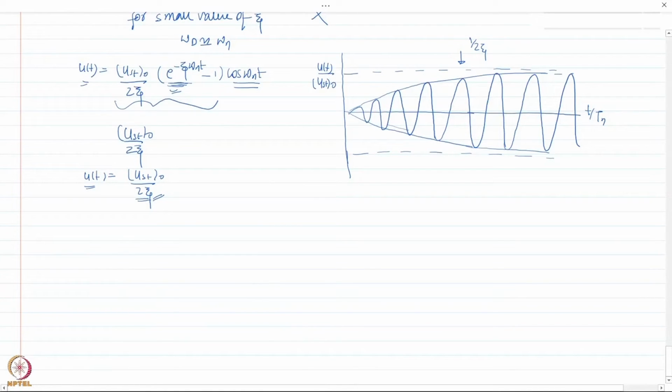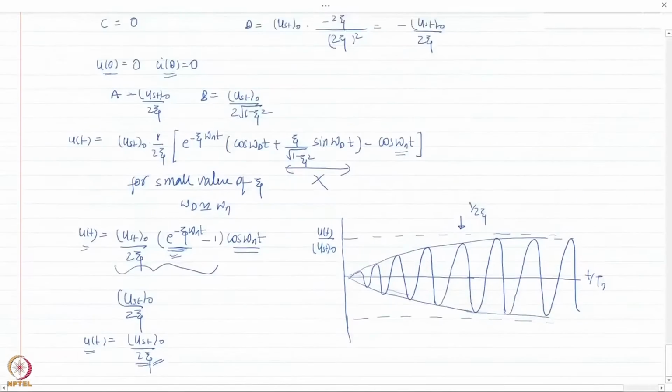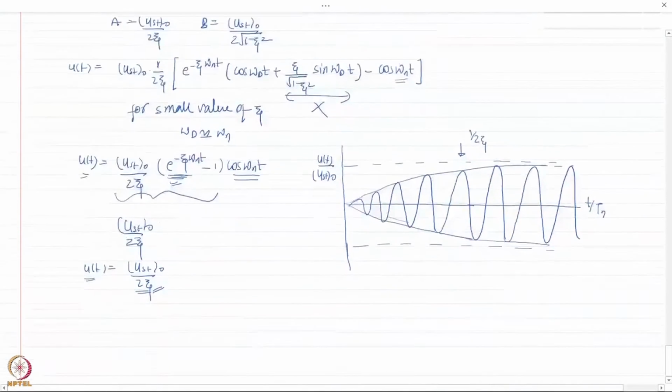So this is one way to safeguard: including damping in the structure. It is one of the ways in which we can safeguard our structure against resonance. I hope this is clear to you. Now, we have discussed the resonance phenomenon for a damped system.